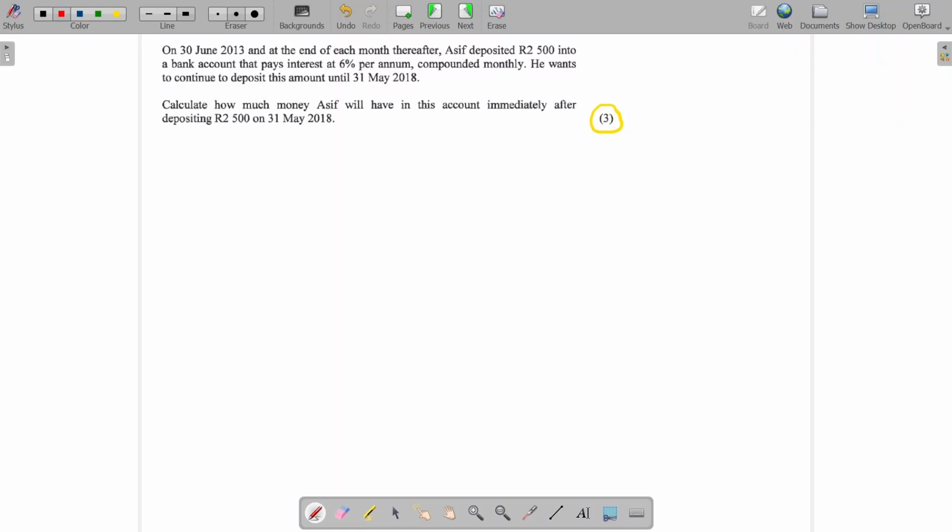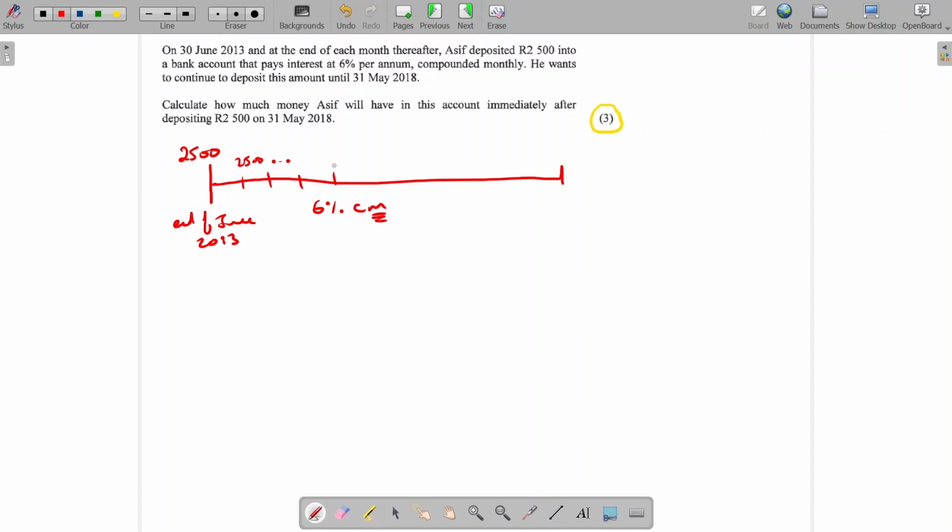30 June 2013. So we're looking at a timeline. Okay, so this would be the end of June 2013. Okay, and at the end of every month thereafter, he put 2,500 into his account. Okay, that pays 6% per annum, compounded monthly. Okay, he wants to continue this until the end of May, 2018.